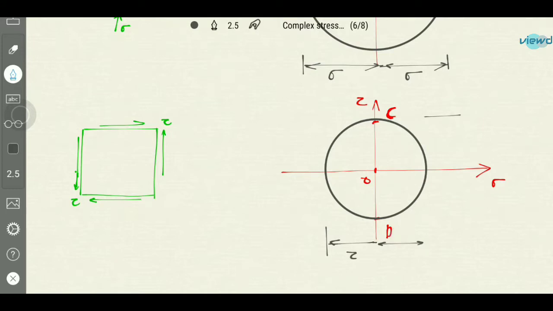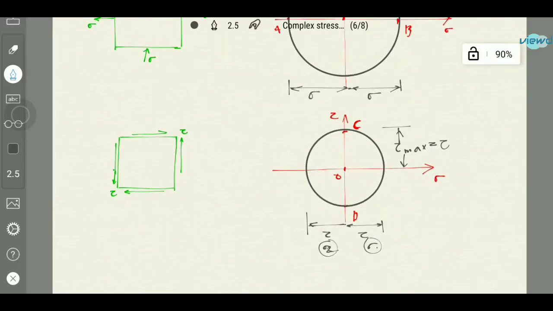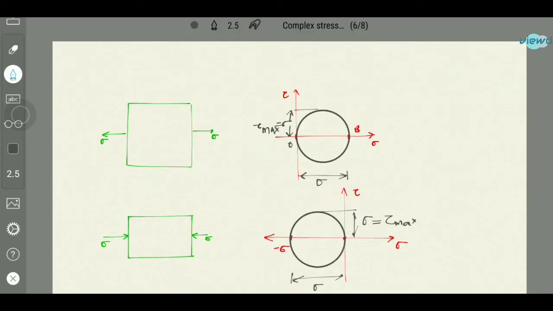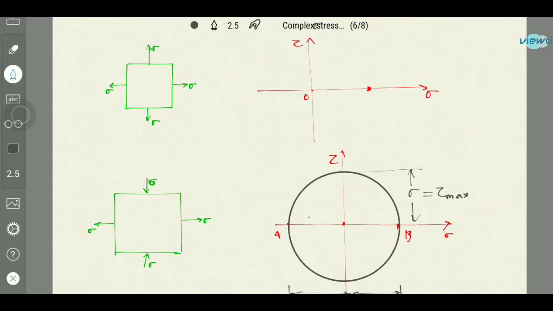This is tau, and this is tau. This is sigma 1, this is sigma 2. And this is tau max, which is equal to tau itself. So this is how we need to draw the Mohr circle diagram for different loadings. Sometimes this question may be asked in the GATE.